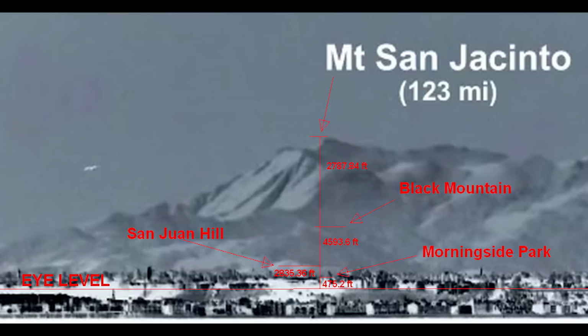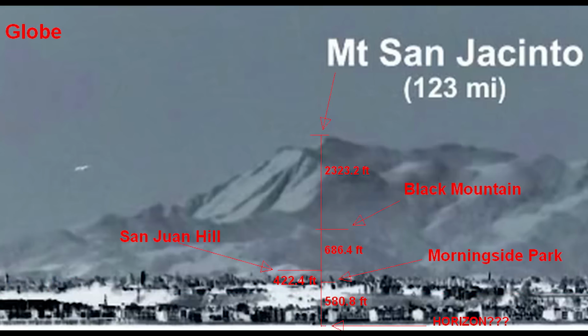From the top of San Juan Hill to the top of Black Mountain obstructs 4,593.6 feet of San Jacinto. This leaves 2,787.84 feet of San Jacinto visible above Black Mountain. A simple analysis of this image indicates that the scales are distorted between the top and bottoms of the mountain. Either the elevations above Black Mountain are stretched, or the elevations below Black Mountain are compressed. This phenomenon exists using the globe numbers as well, though there is a smaller distortion of scale.